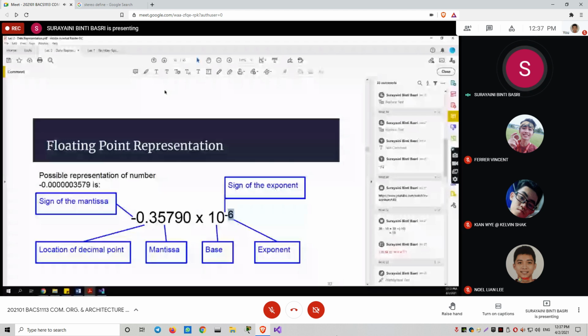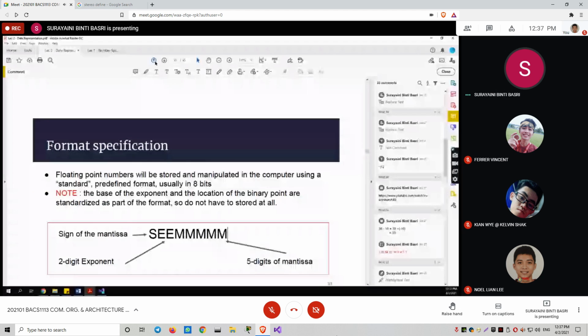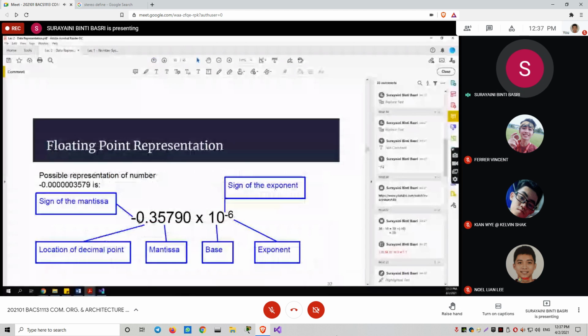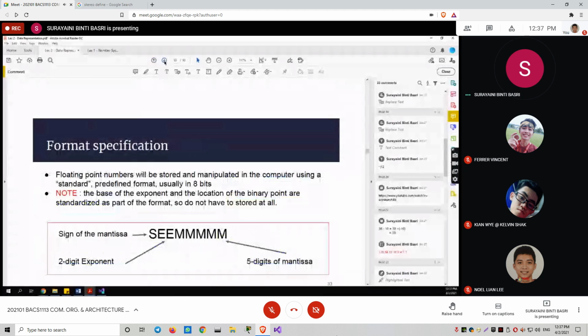If you find a number like this, the computer will transform it into this format first before it can store the information. The base of the exponent and the location of the binary point are standardized as part of the format, so they don't need to be stored at all, because the computer already specifies how it is stored in the system. The computer only needs to know the sign of the mantissa, the exponent number, and the mantissa number.